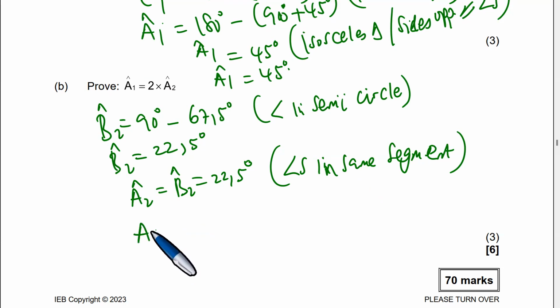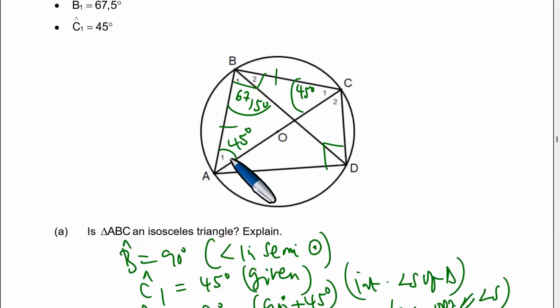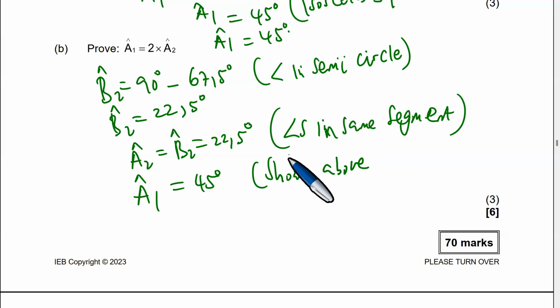Angle A1. What is angle A1? Angle A1 is 45 degrees. Why? It has been shown above, or proven above.